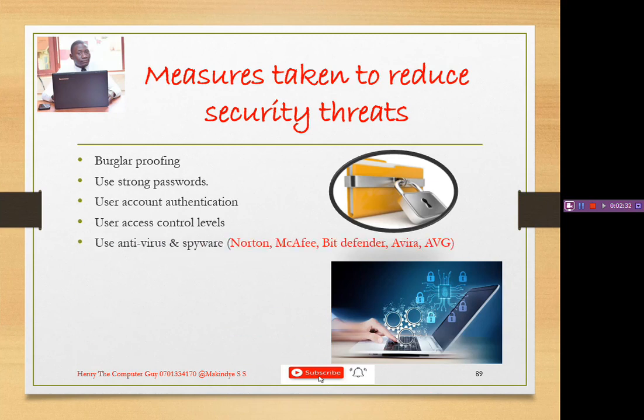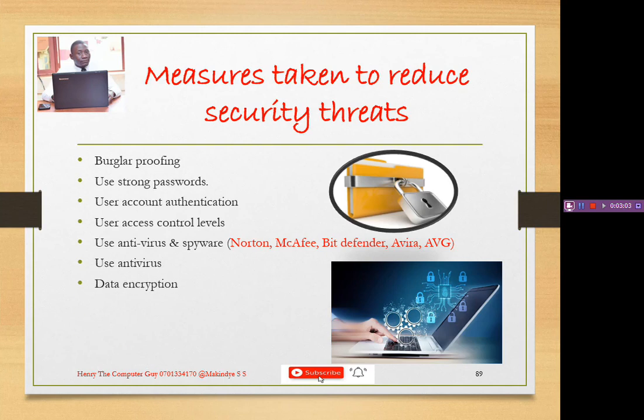Another one, you can use antivirus software or anti-spyware to detect and remove the viruses, or the anti-spyware to remove the software that you cannot actually see with the eyes. For example, you can use Norton, McAfee, Bitdefender, Avira, and other software that you can get over the internet.